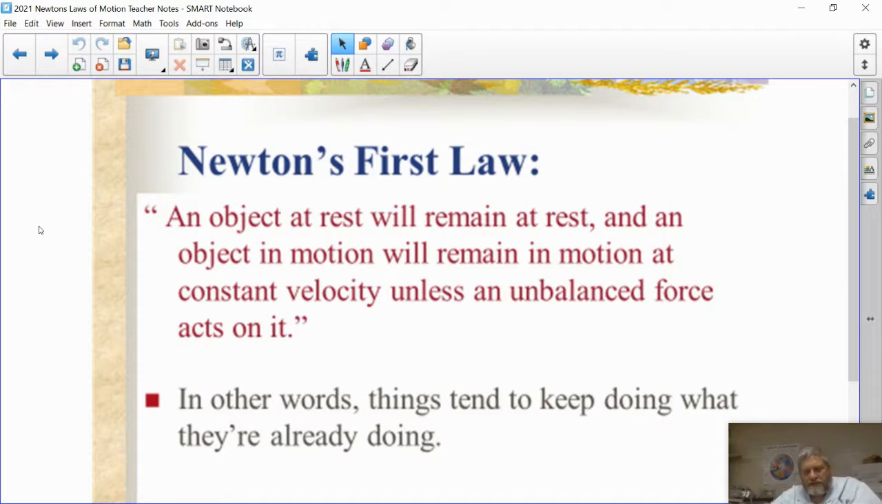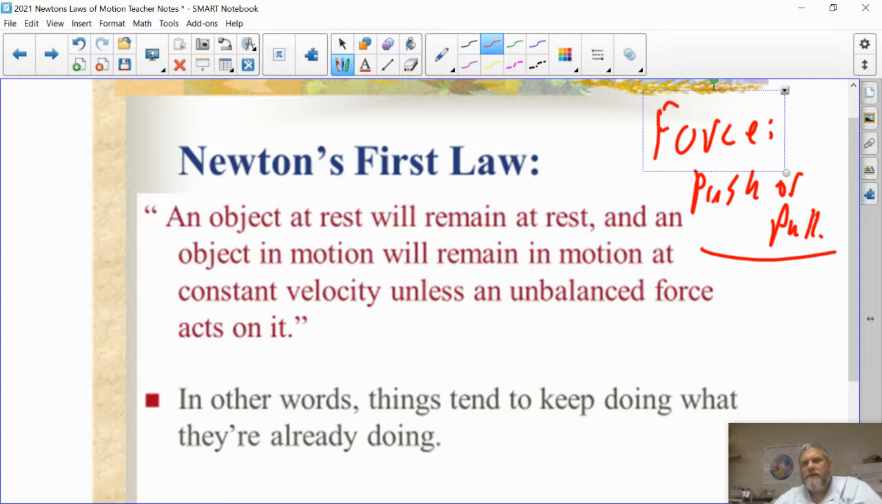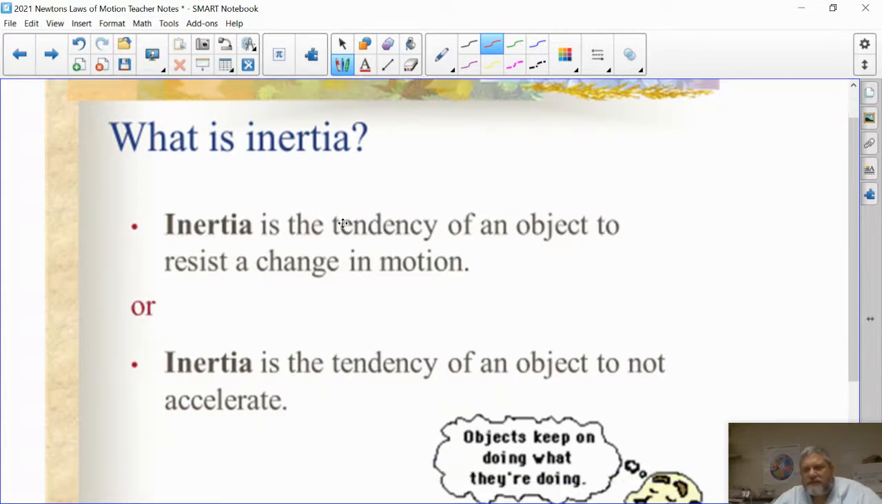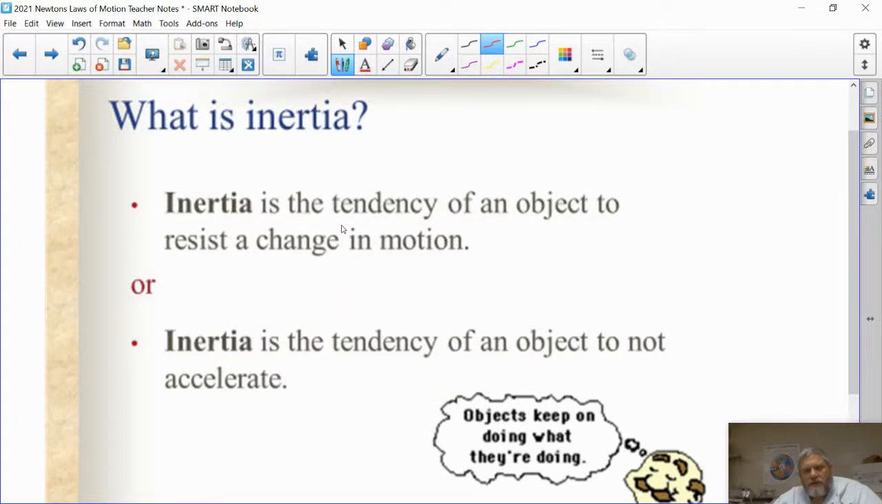And just a reminder, a force, it's a simple definition, is a push or a pull. Just make sure that we know that. All right, so what is inertia? Inertia is the tendency of an object to resist a change in motion, or the tendency of an object not to accelerate. So the more inertia something has, the more it tends to stay right where it is or continue doing what it's doing.